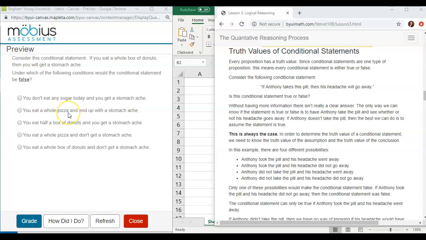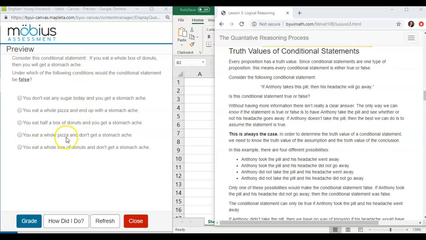We move to the next one. You eat a whole pizza. That has nothing to do with eating the box of donuts. So you need to assume this conditional statement will be true, because this does not confirm that you ate the box of donuts. Let's move to the next one. You eat half a box of donuts. Again, we didn't eat the whole box of donuts, so you can't make any conclusion as to whether this statement would occur, so we have to assume that it's true.